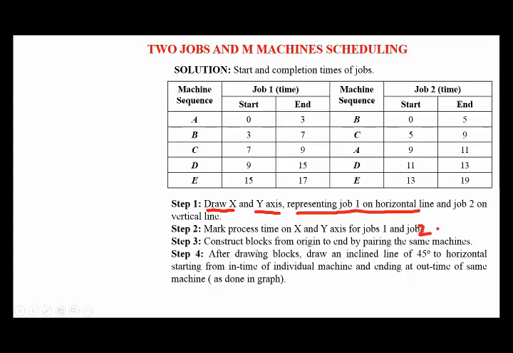The fourth step, after drawing the blocks, is to draw an inclined line at 45 degrees to the horizontal, starting from the in time of an individual mission and ending at the out time of the same mission. It was done in the graph.